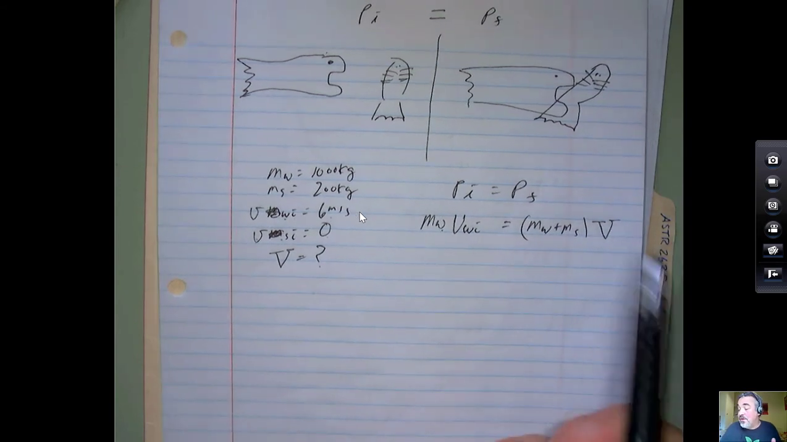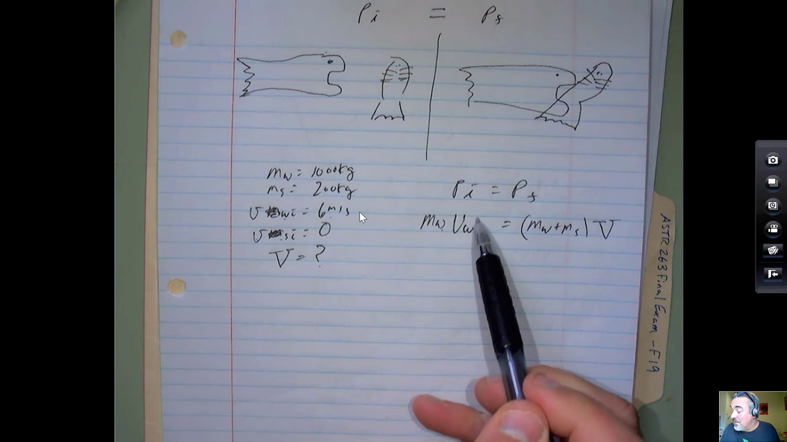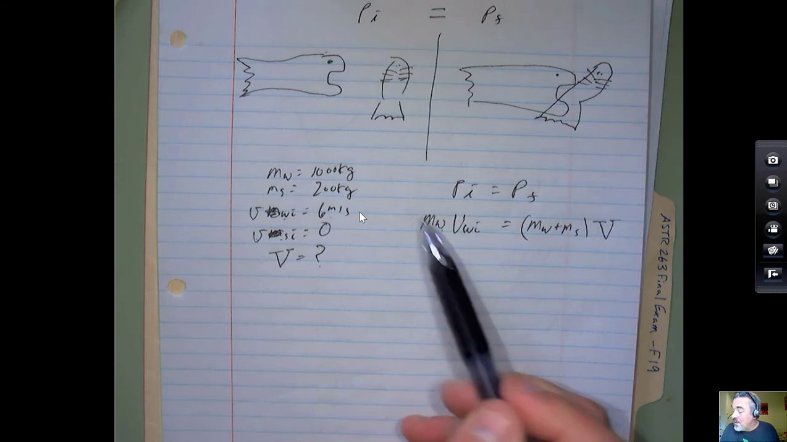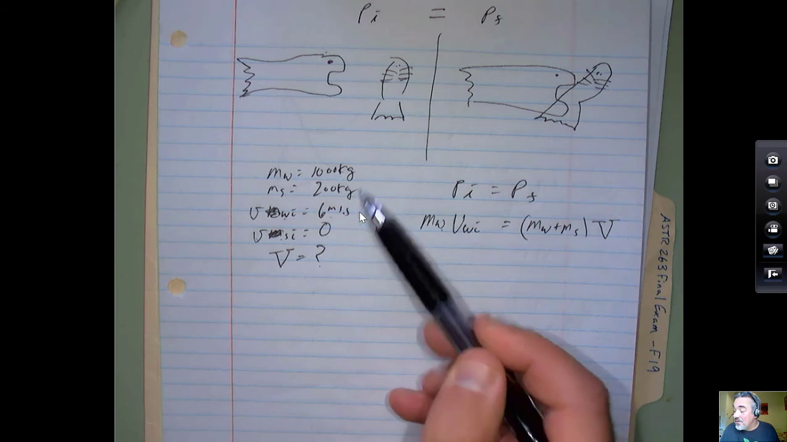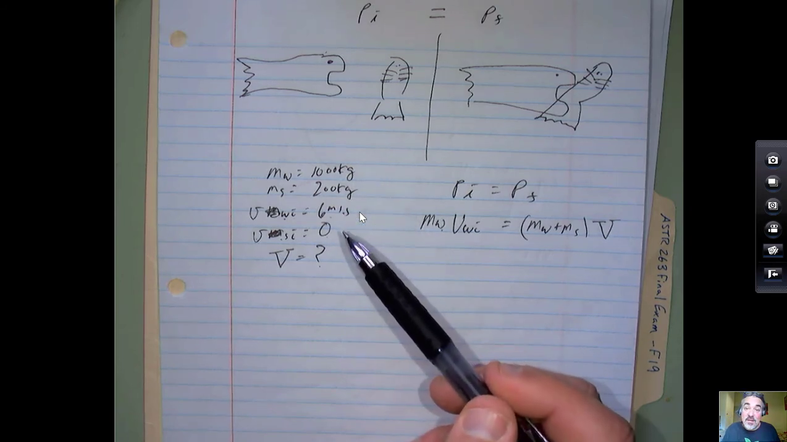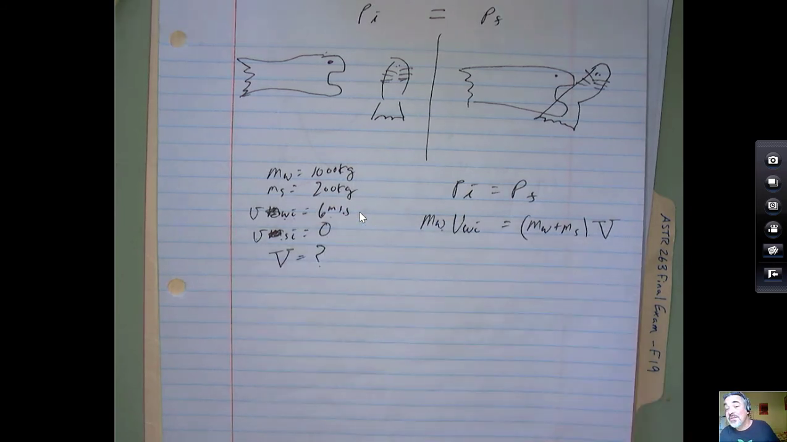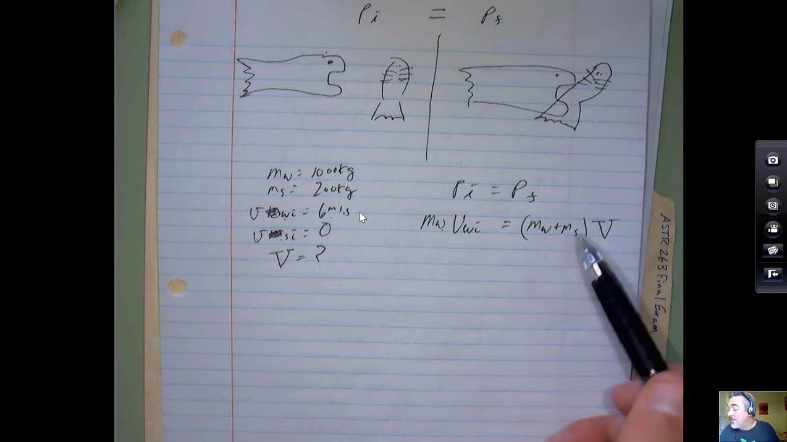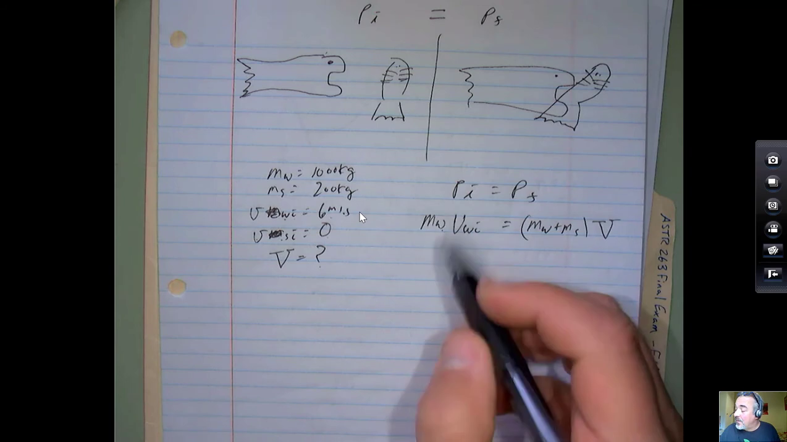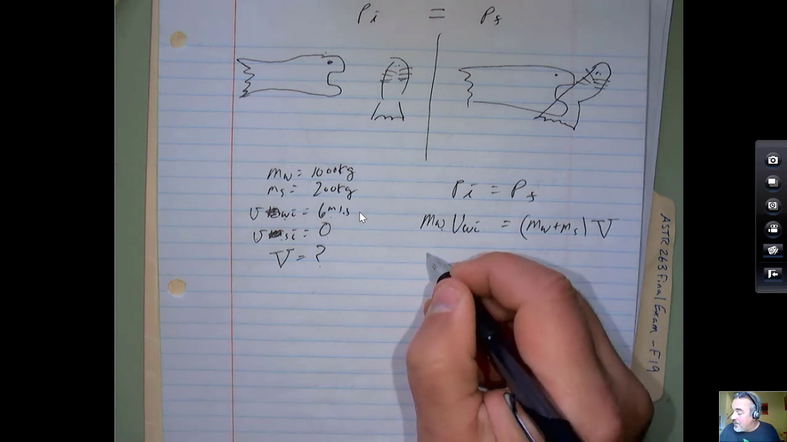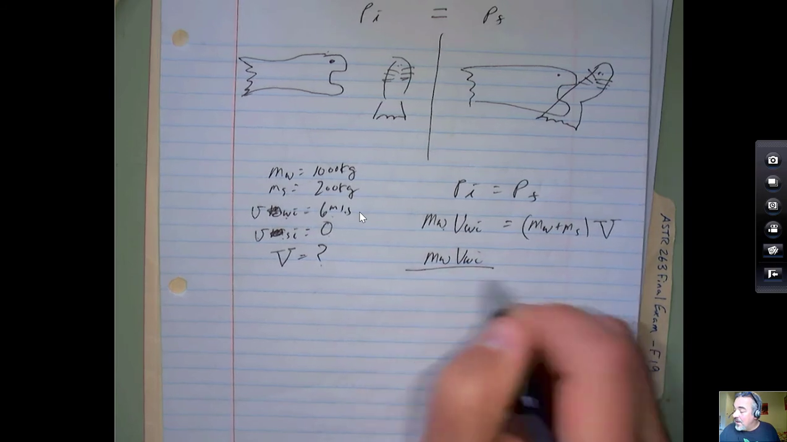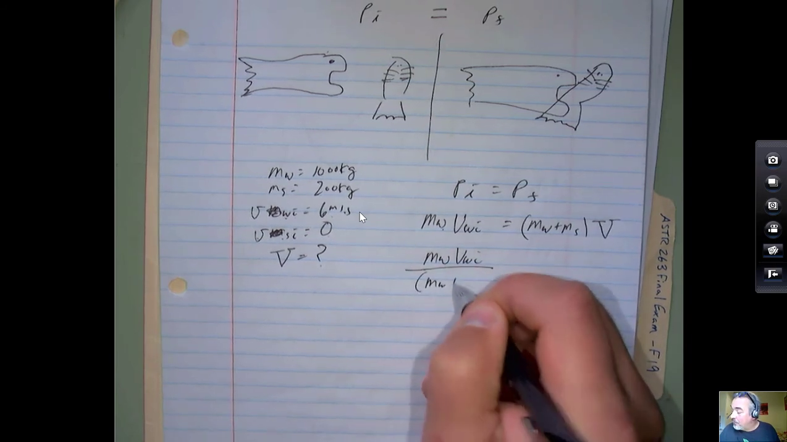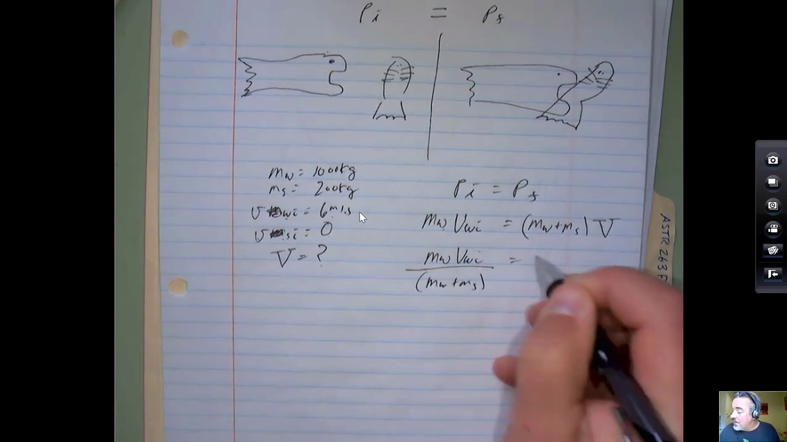So you could, if you wanted to, figure out the initial momentum of the system, right? That would be 1,000 times 6. So the initial momentum of the system is 6,000. It's got to be equal to the final momentum of the system. And the final momentum is now contained in both of the creatures here. Okay, so let's do another step of algebra. Mass of whale, velocity of whale initial, divided by the total mass. That gives you the common final speed.